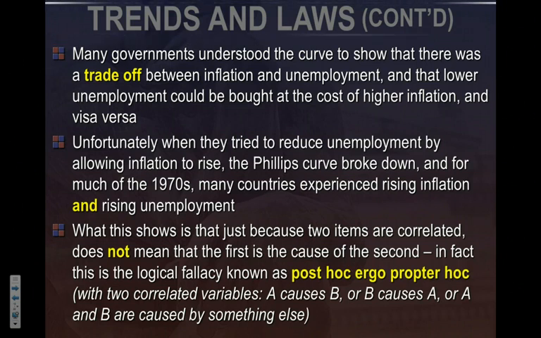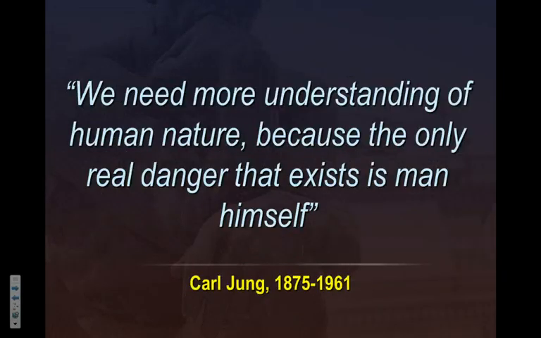Okay? And this is kind of a basic logical fallacy. You may remember we talked about fallacies last year. The basic logical fallacy here is called a post hoc ergo propter hoc fallacy, which means that we may have two variables that are correlated, for example, as one goes up, the other goes down, or they both go up at the same time. But correlation does not imply causation, which means that just because they show that correlation does not mean that one causes the other to occur. Okay. We need more understanding of human nature because the only real danger that exists in man is himself.